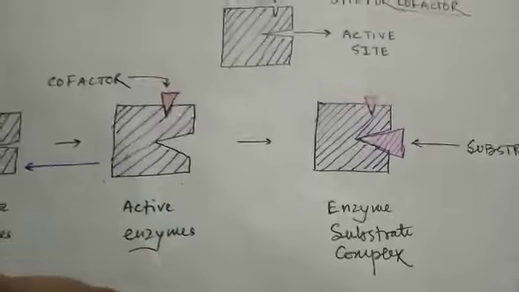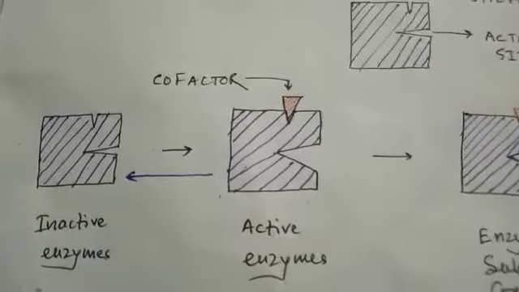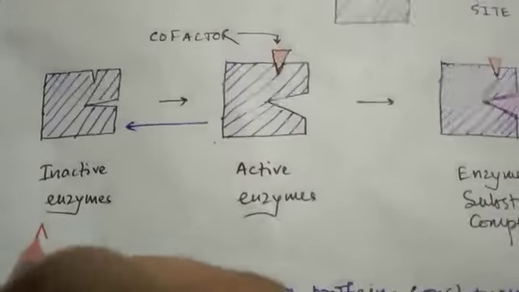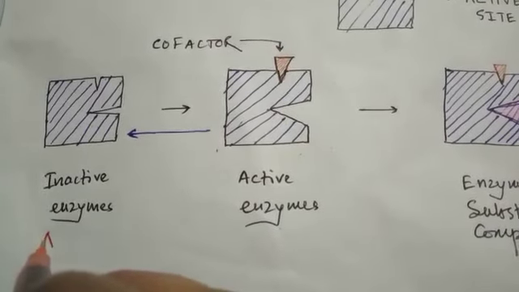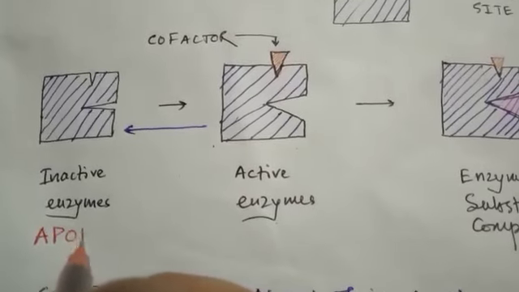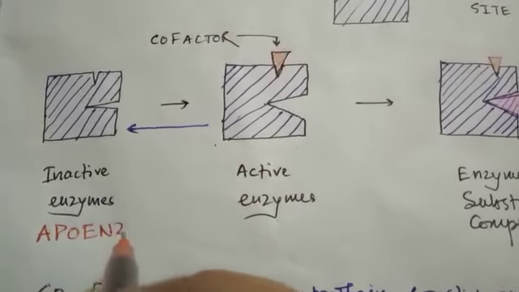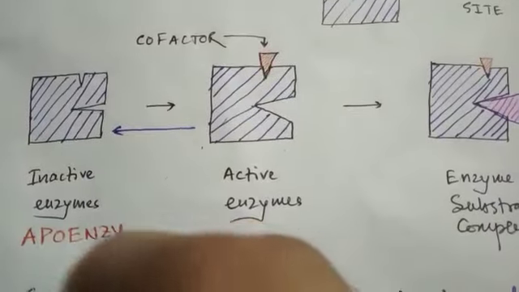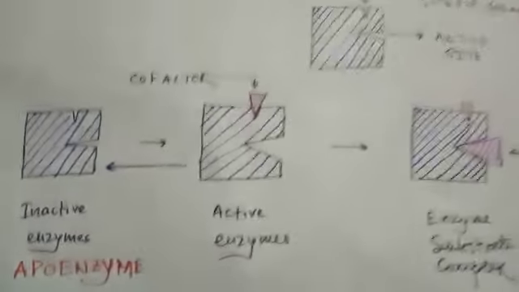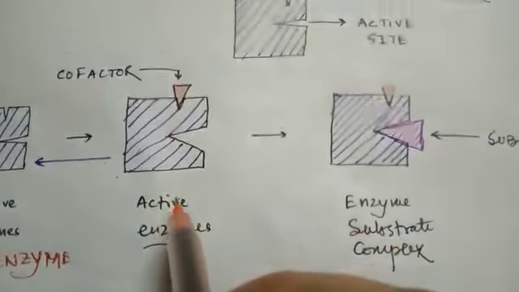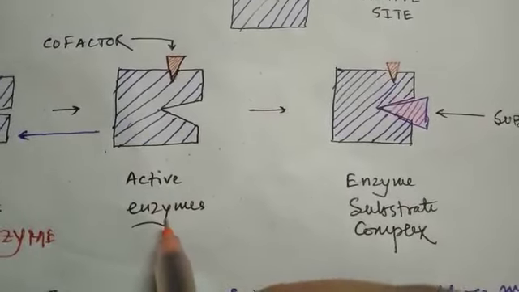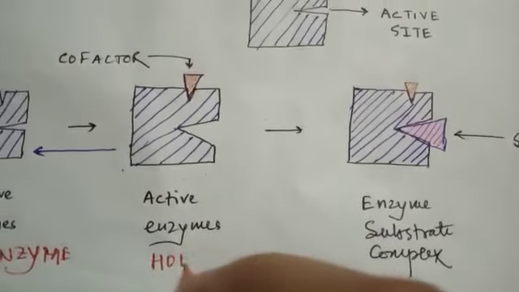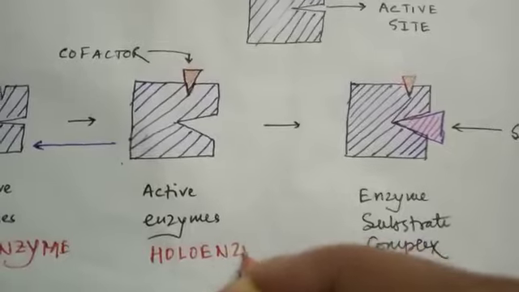Now this inactive enzyme, without any binding with the cofactor, is known as apoenzyme. When the cofactor binds with the enzyme and it is converted into an active enzyme, this is known as holoenzyme.